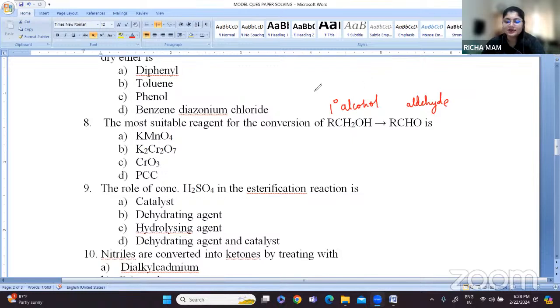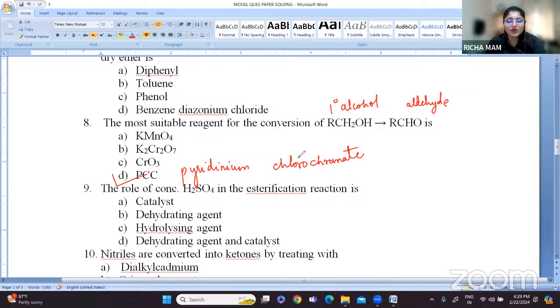So, shall I tell the answer? The answer is D. What is D? It is pyridinium chlorochromate. The answer is D, pyridinium chlorochromate.